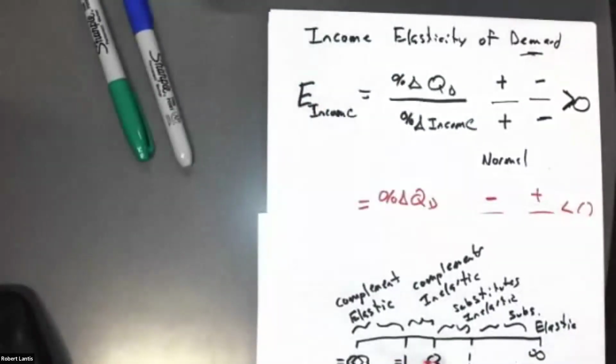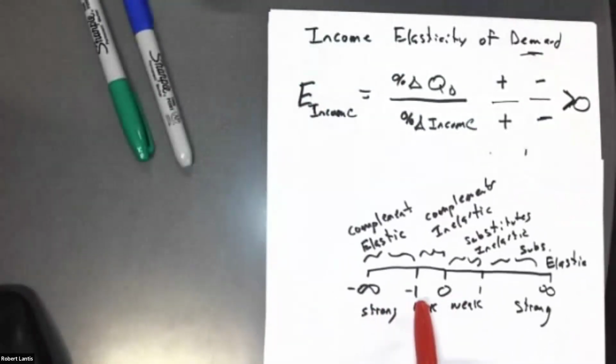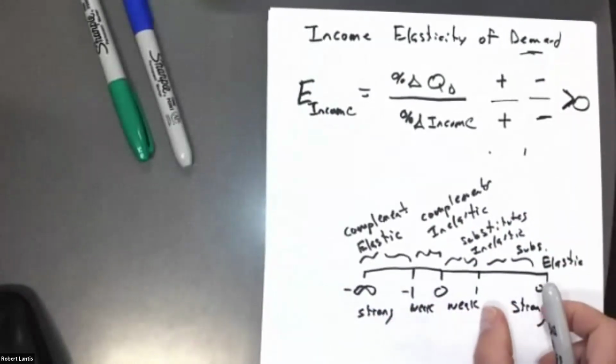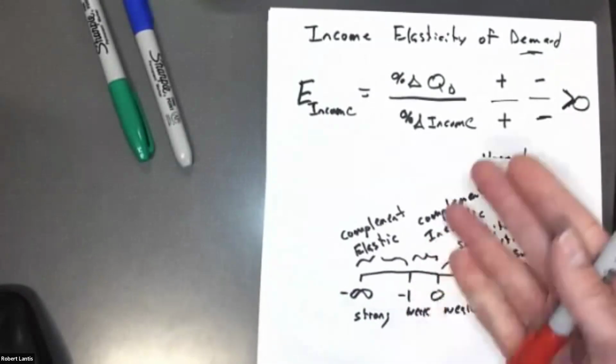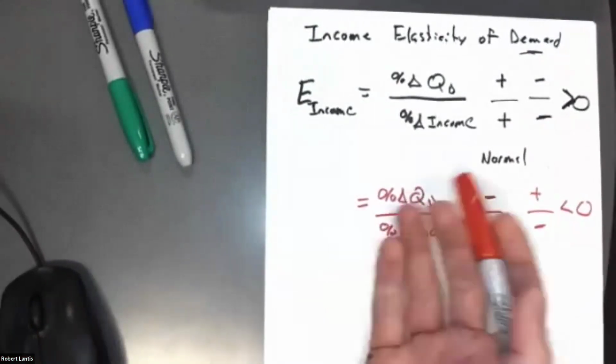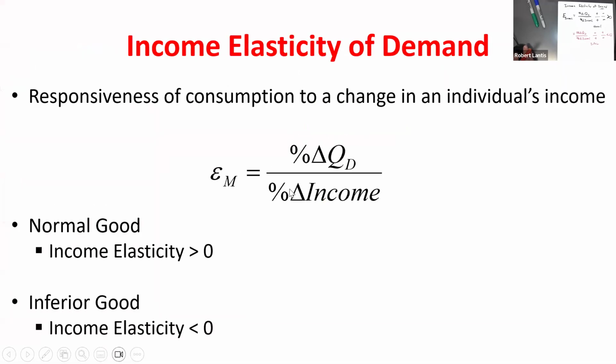And then same kind of idea, I won't draw it all out, but you would have your different ranges, right? If it was positive, but between 1 and infinity, that means it's elastic. So this would be a strong normal good. And in between 0 and 1, it would be a weak normal good, and so on. So for cross price elasticity and income elasticity of demand, the sign tells us about a characteristic of those goods: whether or not they're substitutes or complements, and for the income elasticity, whether they're a normal or an inferior good. Okay.